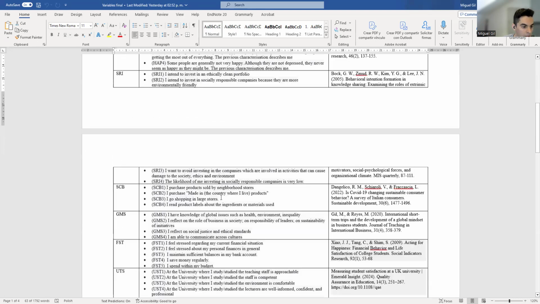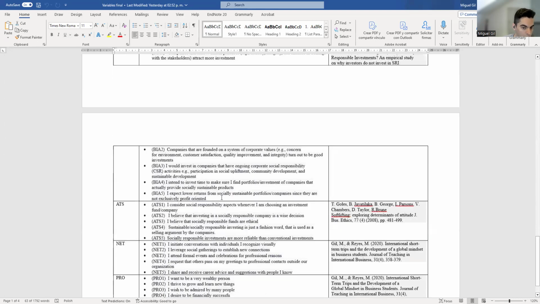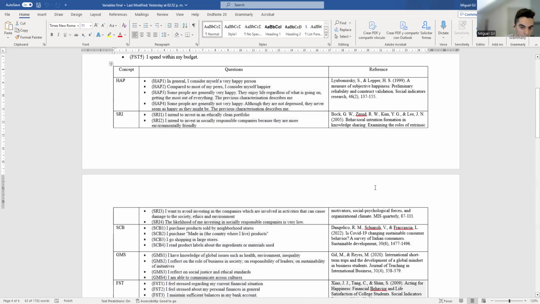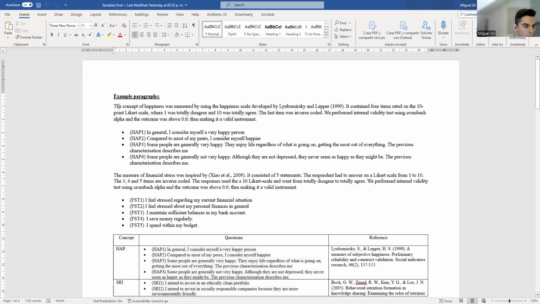All the variables are here in this document. There is everything in there with all the references. So you can copy from there. But basically what this paragraph says is that whatever your variable is was measured using a scale that has been previously used. You remember that's very important for internal validity and external validity. It contained, I think for the dependent 4 items, for the independent 5 items, from the 10-point Likert scale, 1 was totally disagree, 10 totally agree. I think this applies for everyone.